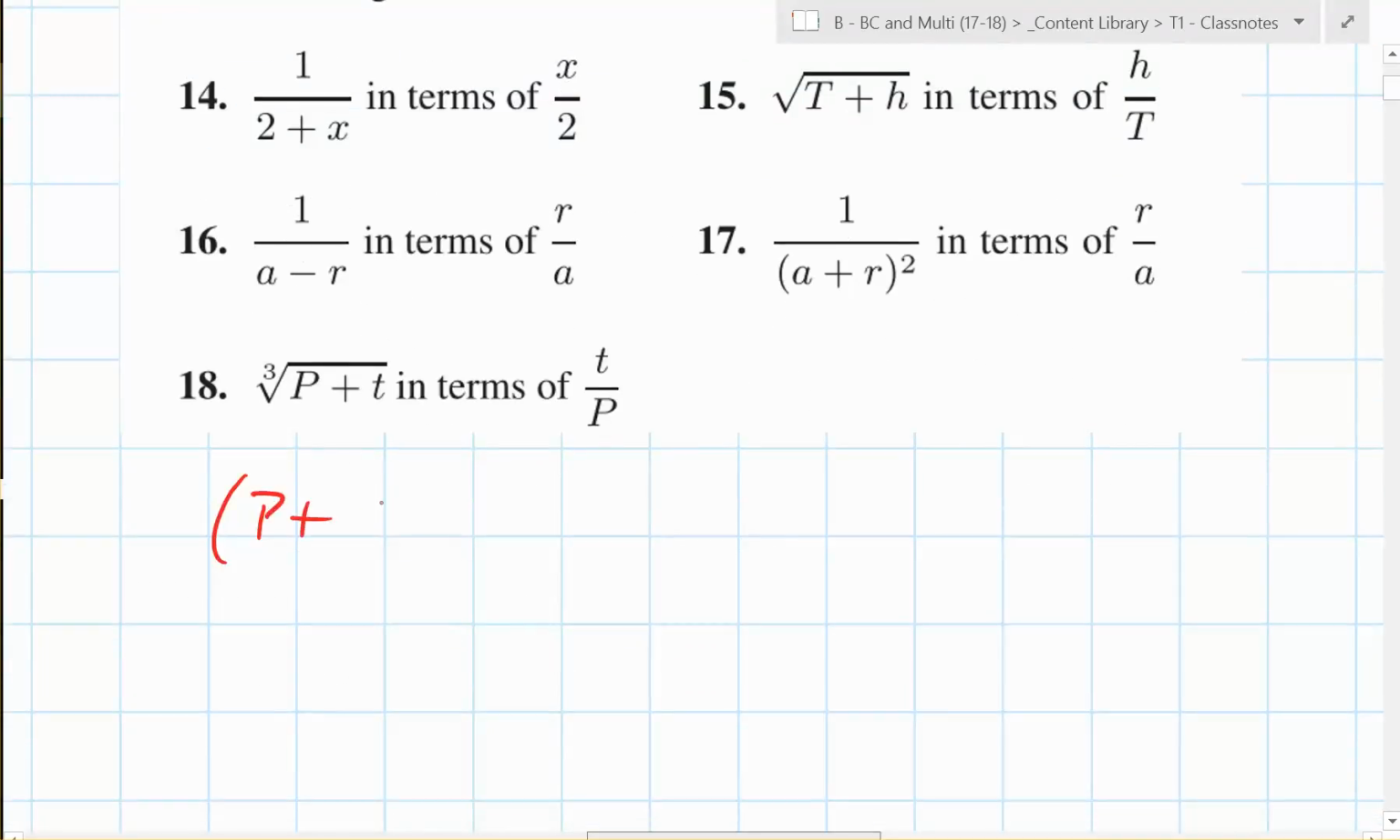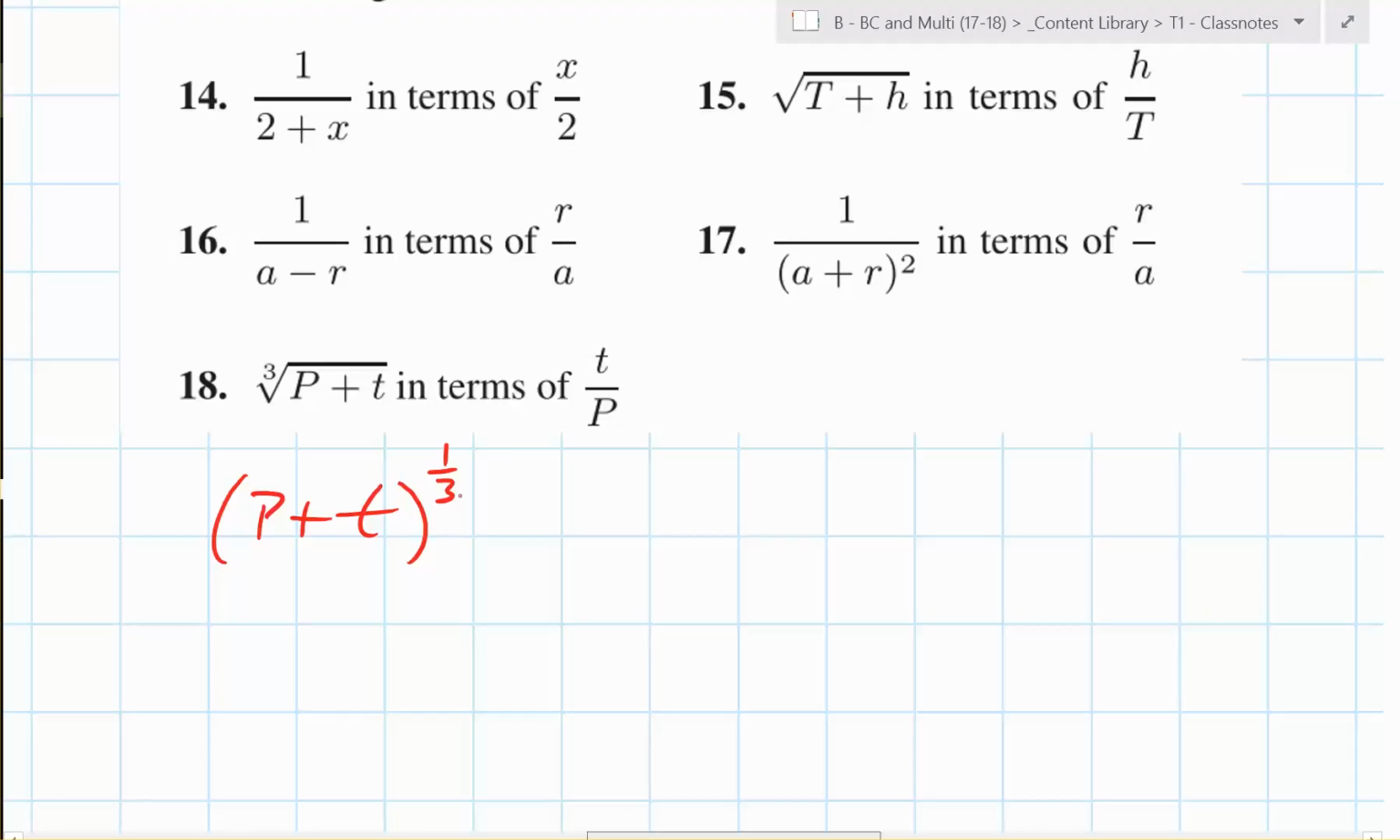p plus t to the 1/3. But does that fit this form yet? What's not there? What do we have to have? We have to have 1, right? We have to have 1. Do we have a 1 right there? Do you see a 1 up there? So the big hint is they want you to do it in terms of t over p. We don't have a 1 right there.